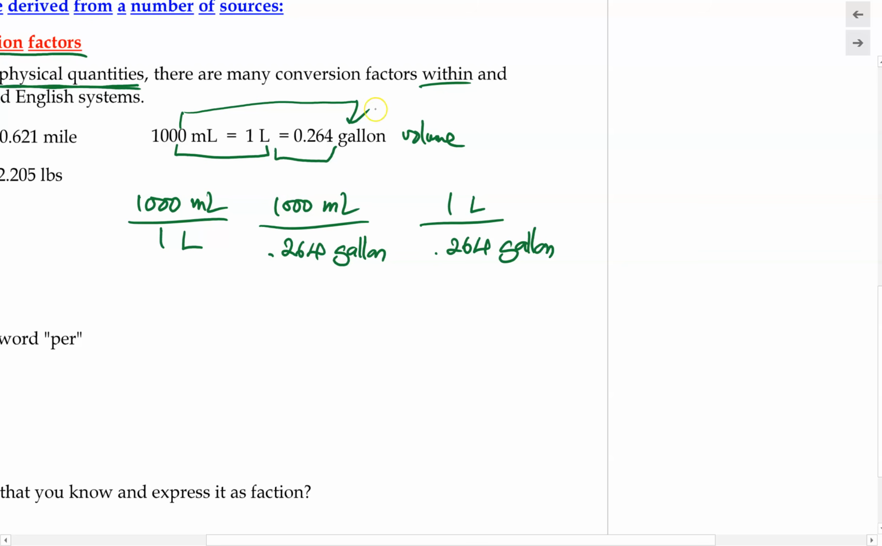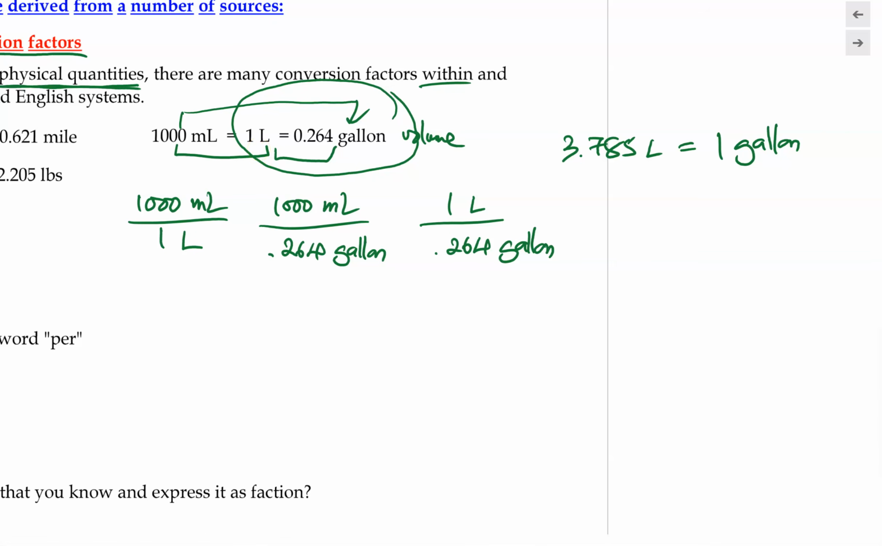In this case right here, we see 1 liter is equal to 0.264 gallon. Some of you may have seen this other conversion factor right here, where we have 3.785 liter equal to 1 gallon. So gallons and liters are related to each other, and they can either be related by this value right here, 1 here to 0.264 here, or 3.785 here to 1 here. So both of these are exactly the same thing.